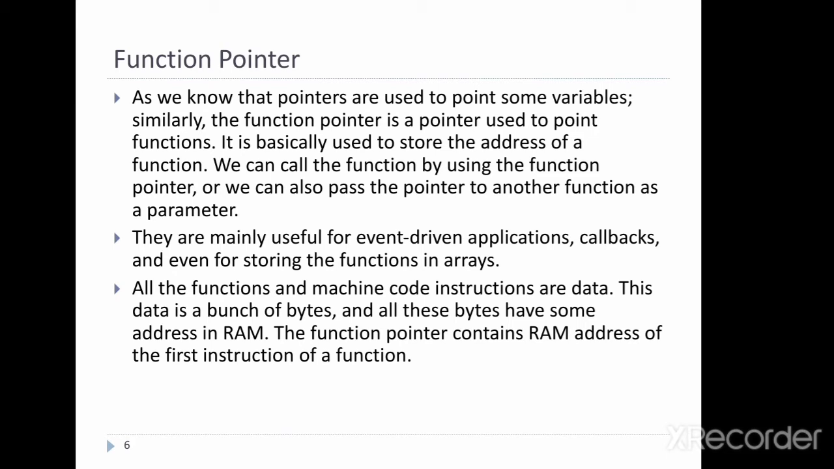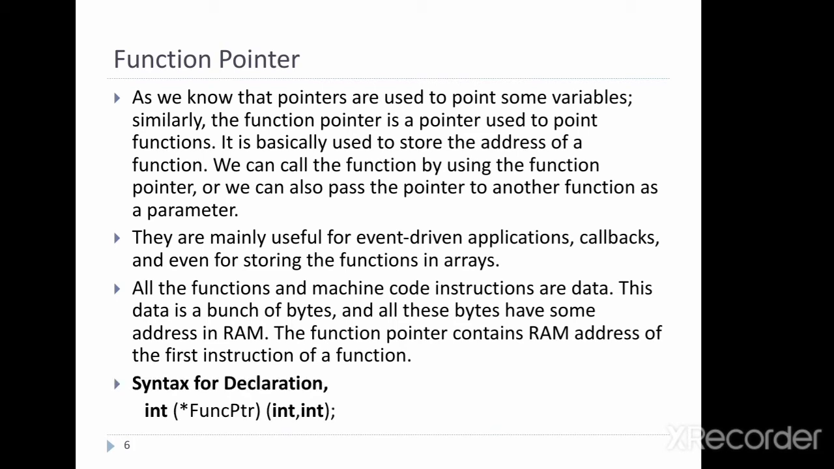The address of a function can be obtained by using the function name without any parentheses or arguments. This is similar to how we obtain an array's address by using only the array name without the index. They are mainly useful for event driven applications, callbacks, and even for storing function arrays. All the functions and machine code instructions are data. This data is a bunch of bytes, and all these data bytes have some addresses in RAM. The function pointer contains the RAM address of the first instruction of a function.